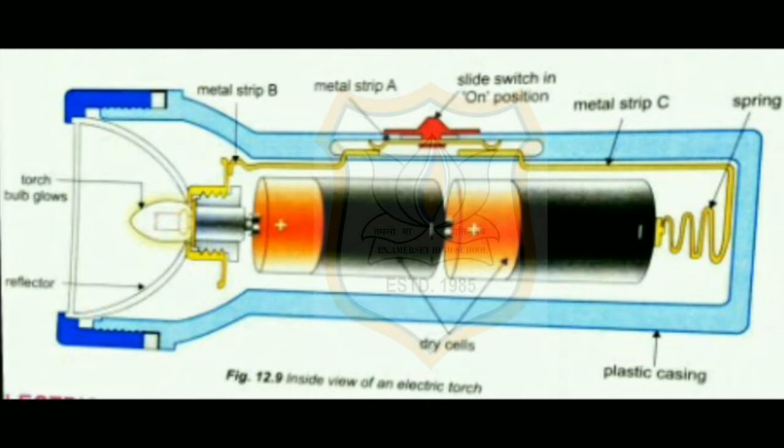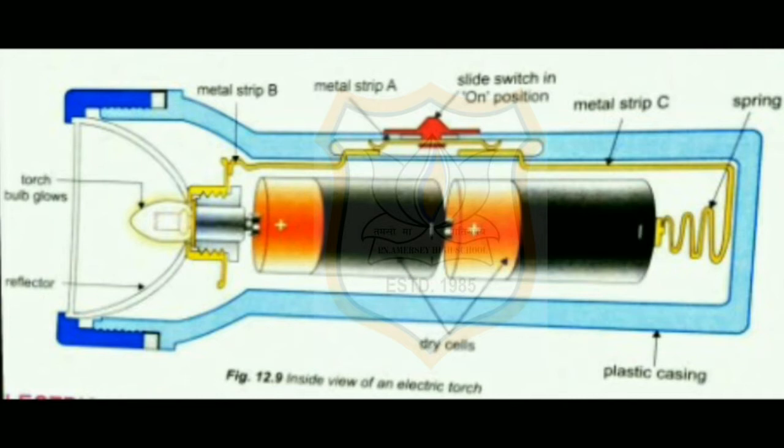It has two or three cells placed in such a way that the positive end of one touches the negative end of the other cell. The cells are in series. These cells are the source of electric current. They are connected through a switch to a small bulb.